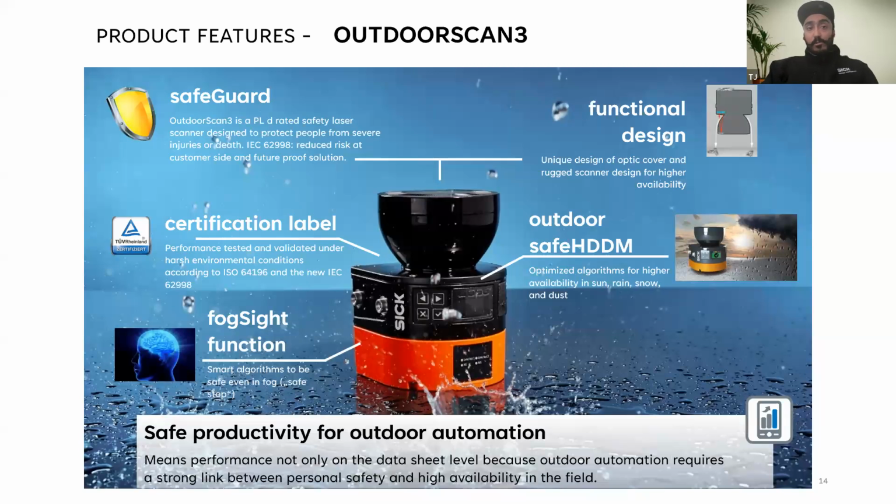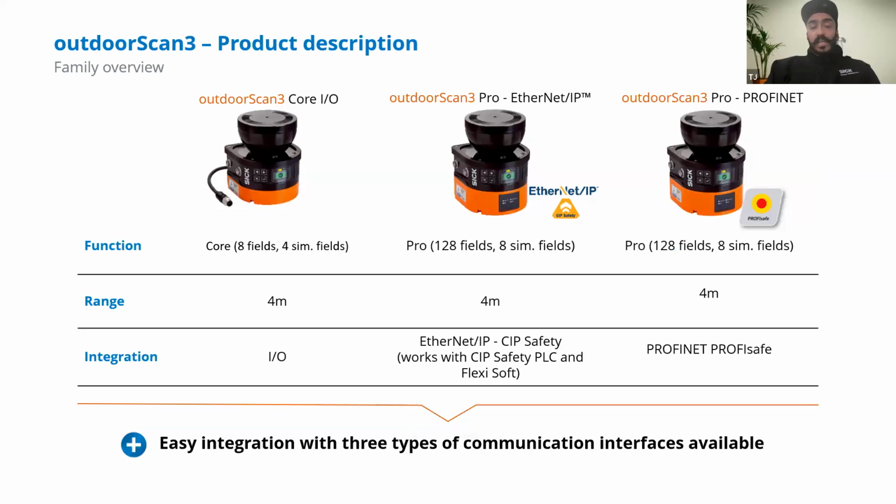Apart from microScan, we also have something called the outdoorScan 3, and this right now is the only safety scanner in the market that is certified for outdoor use, which means ambient light under sunlight or fog, rain, all those tough environments are no problem because we have it certified for that kind of environment. Even the outdoorScan 3 has a bunch of different variants. We do have IO capabilities on it, as well as EtherNet/IP and PROFINET for PROFIsafe, but the range on all the outdoorScans is 4 meters for protective fields.